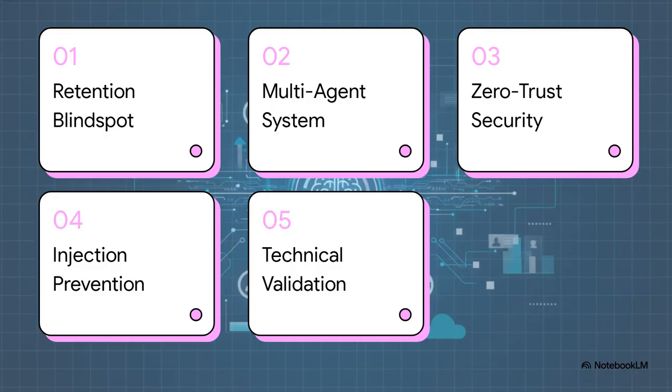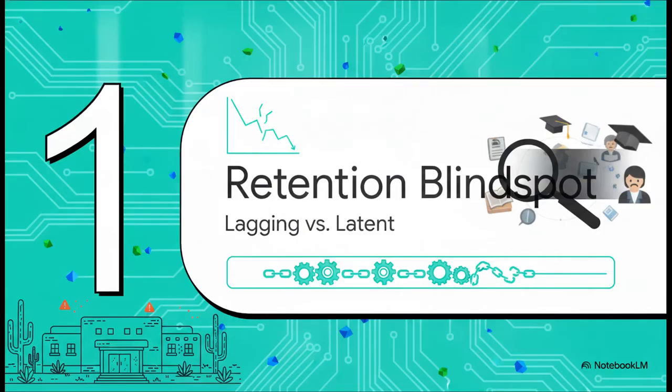So here's our diagnostic checklist for this deep dive. Number 1, the retention blind spot. 2, the multi-agent architecture. 3, zero trust security. 4, injection and crisis prevention. And finally, number 5, technical validation and deployment. Let's get to it. Section 1.